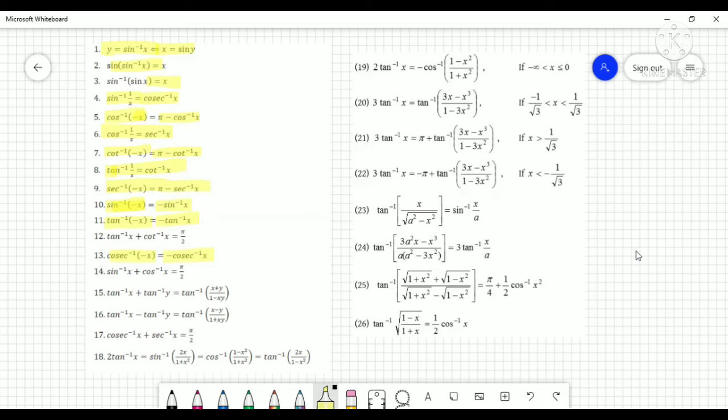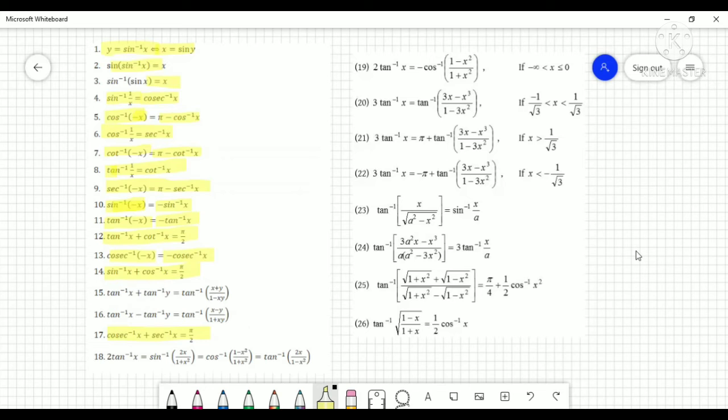Next is one category, so be careful. Tan inverse x plus cot inverse x is equal to pi by 2. Sine inverse x plus cos inverse x is also pi by 2. And cosecant inverse x plus secant inverse x is also pi by 2. These are one category. Sine inverse x plus cos inverse x is equal to pi by 2. Then cosecant inverse x plus secant inverse x is equal to pi by 2.